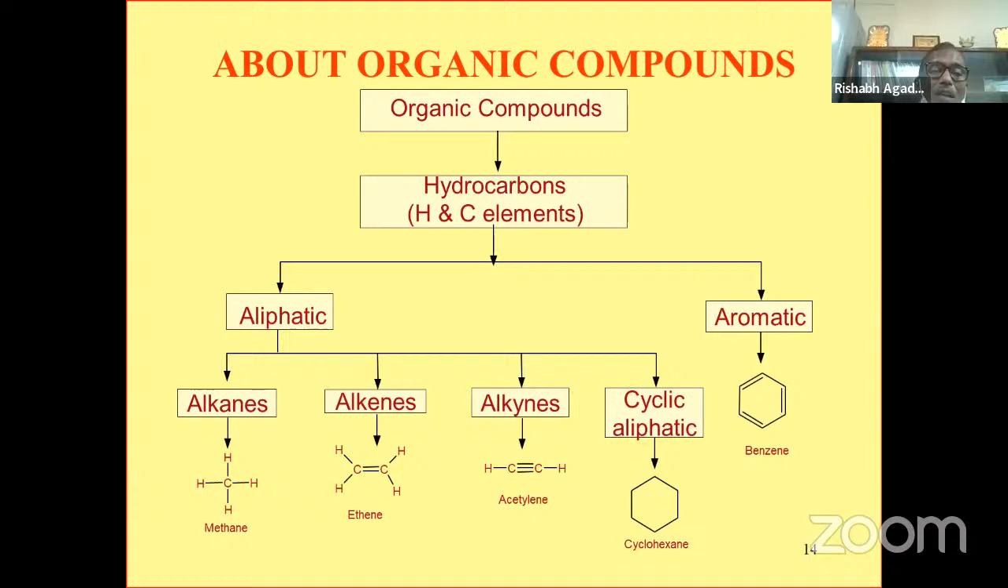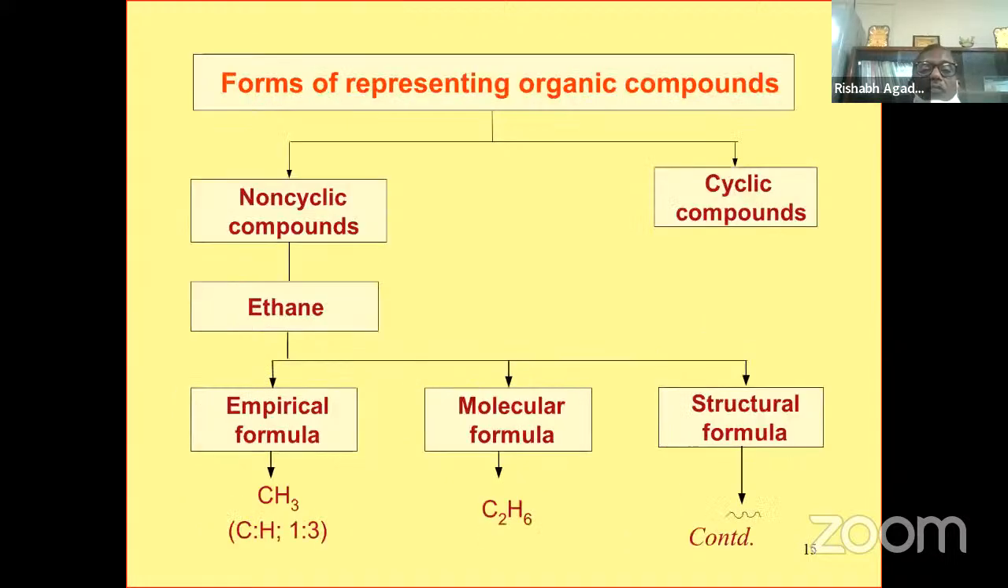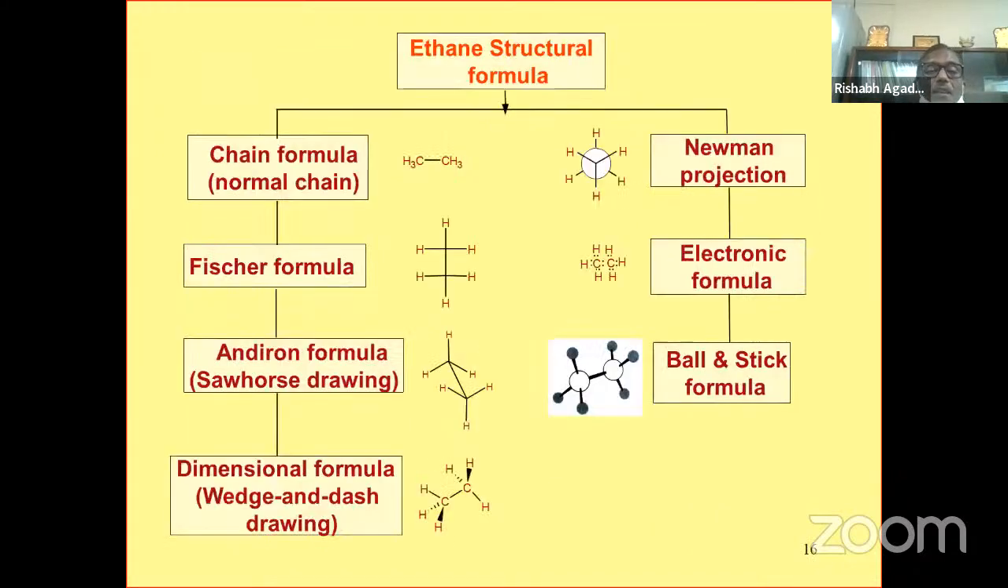Now we are aware that organic compounds are nothing but hydrocarbons. Why hydrocarbons? Hydrogen and carbon elements. Further, they are classified as aliphatic and aromatic. Among aliphatics, we are aware of methane, ethane, acetylene, the cyclic aliphatic cyclohexane, and the aromatic is benzene. The forms of representing organic compounds can be non-cyclic or cyclic. Non-cyclic, ethane, will have an empirical formula, molecular formula, and structural formula. All this contributes toward the stability of your pharmaceutical preparations or any herbal formulations.